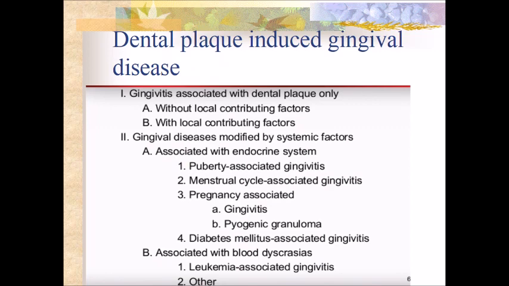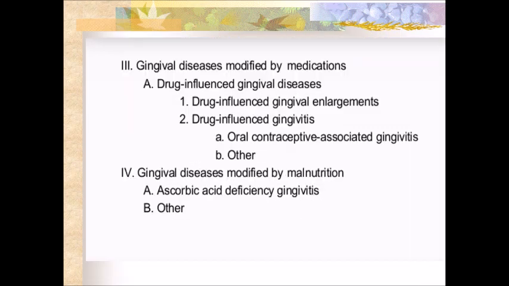Now, coming on to the dental plaque induced gingival disease, gingivitis associated with plaque only. It is further divided into A, without local contributing factors, and B, with local contributing factors. Gingival disease modified by systemic factors has A and B parts. In A, it is associated with the endocrine system: puberty associated gingivitis, menstrual cycle associated gingivitis, pregnancy associated gingivitis and pyogenic granuloma. Diabetes mellitus associated gingivitis. Associated with blood dyscrasias, for example leukemia associated gingivitis and others.